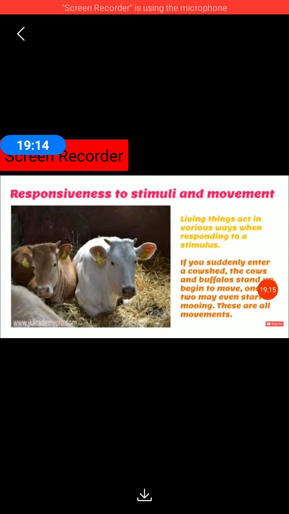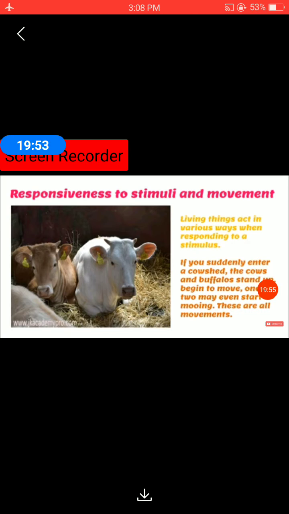Can you see that living things act in various ways when responding to a stimulus? If you suddenly enter a cow shed where cows and buffaloes live, what will they do? They will stand up and begin to move here and there, and they start shouting. These are all movements only, right? So whatever response comes is called responsiveness to stimuli and movement. With the help of this example, I told you what responsiveness to stimuli is.